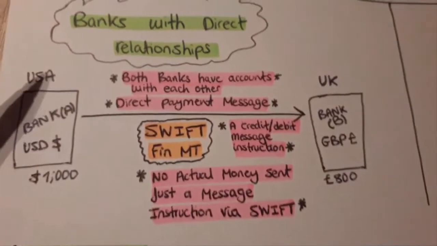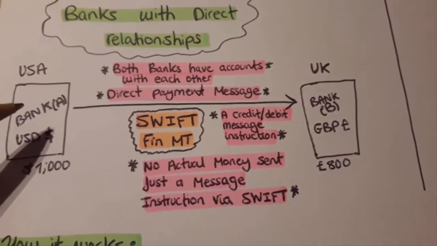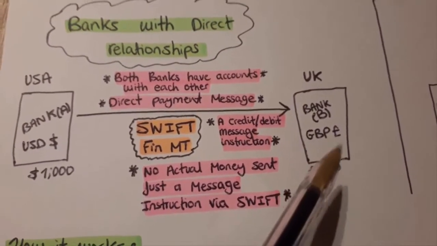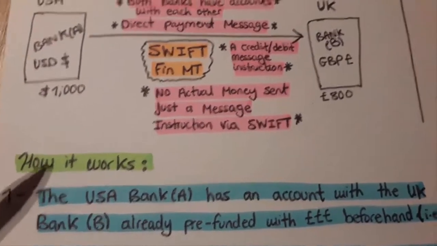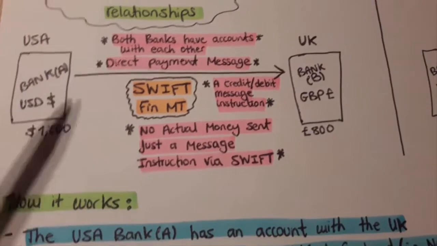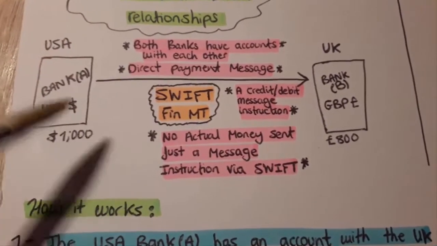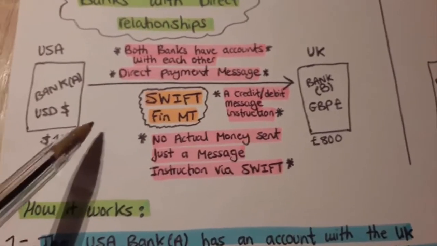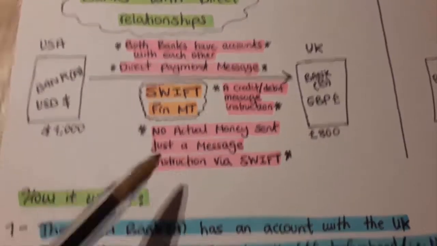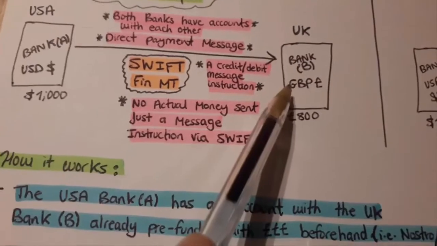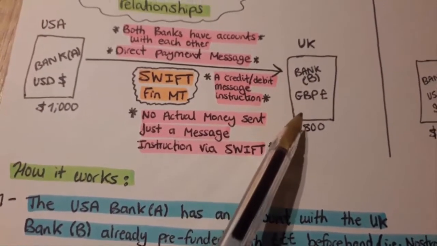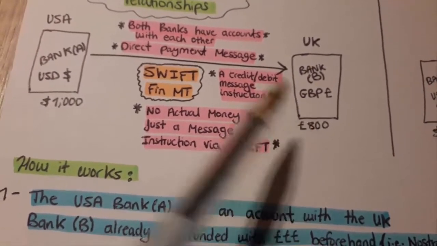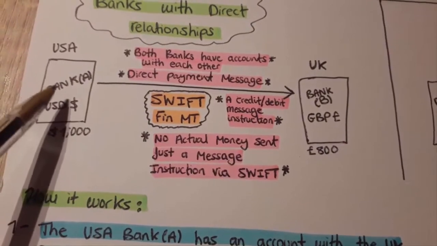So what usually happens is how they actually do this without actually sending any money over is that Bank A has a pre-funded account already with Bank B in pounds, and this is known as nostro vostro. So when I say the term nostro vostro, it basically means a pre-funded account held for a bank by another bank. So Bank A would have an account with Bank B, and it's pre-funded with British pounds, and that account is held in Bank B in the UK but belongs to the bank in the USA.